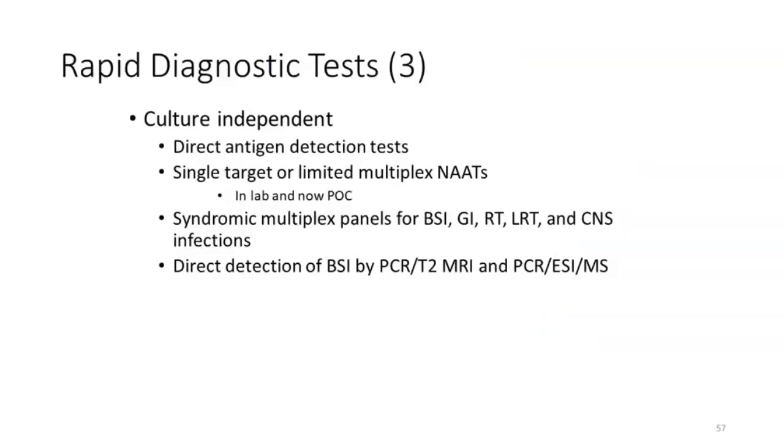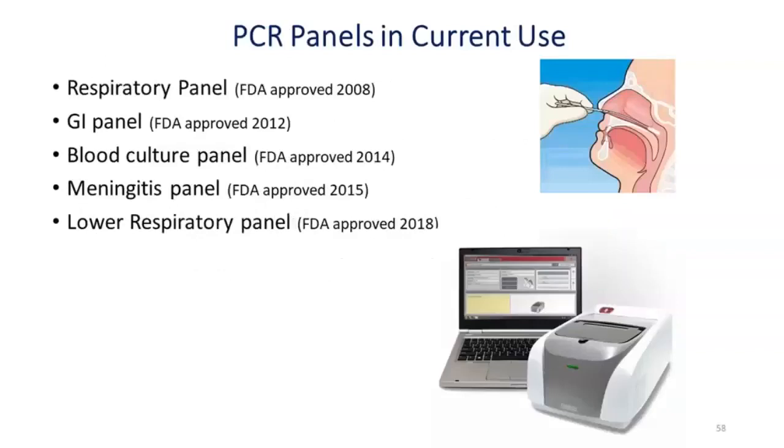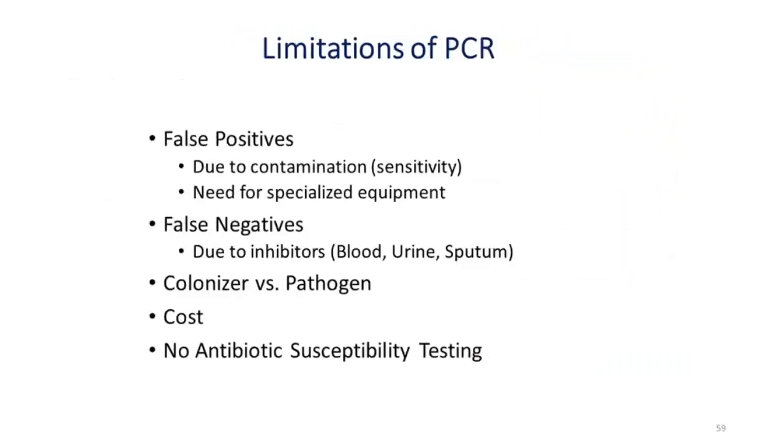Here are the panels that are currently approved by the FDA. We have respiratory. We now have lower respiratory panels, meningitis, blood culture panels, which I've already talked about, and GI panels. And depending upon how they're used, they can be extremely useful in reducing turnaround time and coming up with the right diagnosis. There are some limitations to PCR.